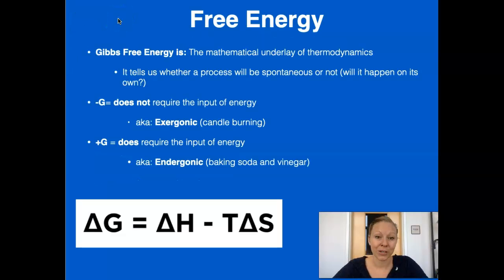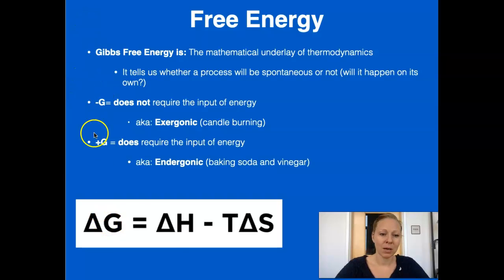So Gibbs free energy is a little intimidating at first, but once you wrap your head around it, it's not so bad and it makes a lot of sense. It is the mathematical underlay of thermodynamics. It tells us whether a process will be spontaneous or not. Will it happen on its own? And so G, triangle G or delta G, is going to be representative of the words spontaneous or non-spontaneous.